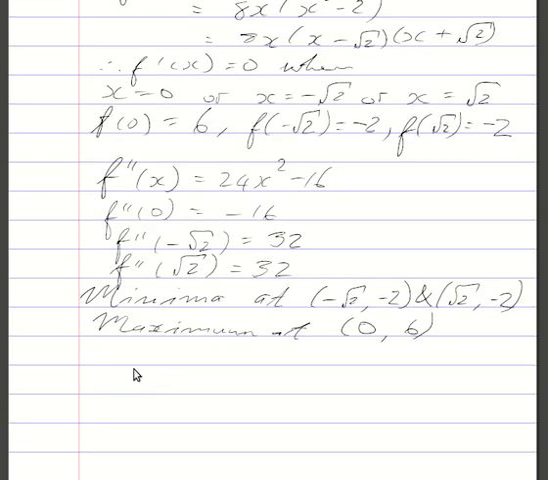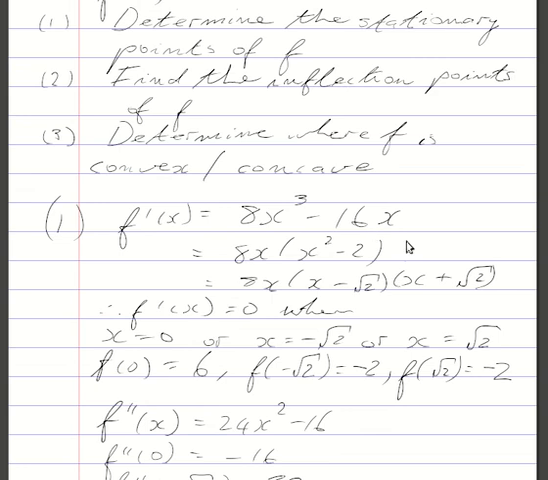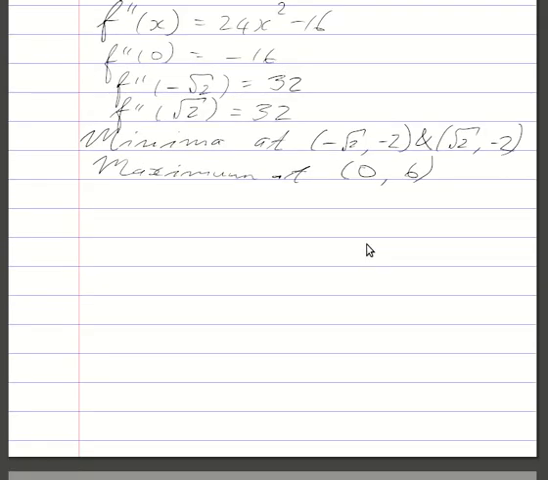classify whether they are maxima or minima. Now the second part of the question asks you to find the inflection points of the function. Now we know the first way to look for inflection points is to set the second derivative equal to 0. And in this case the second derivative is 24x squared minus 16. Set that equal to 0 and solve.